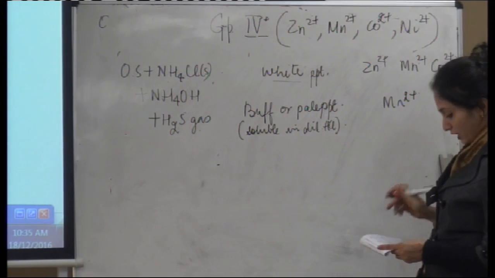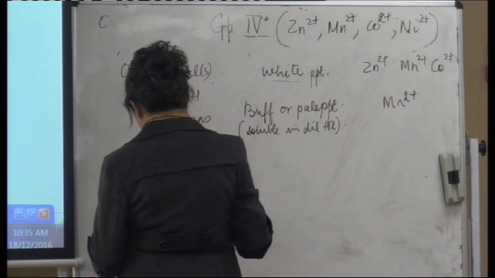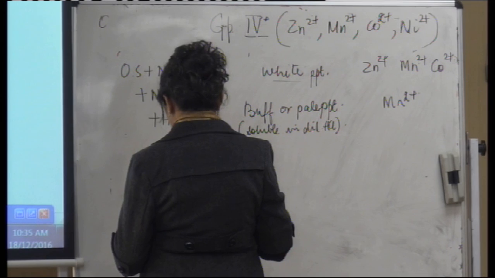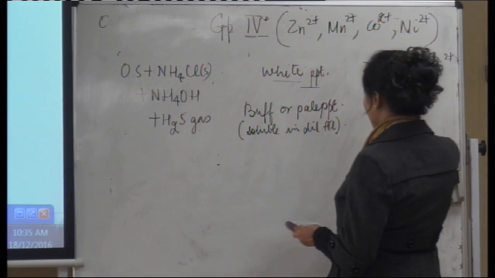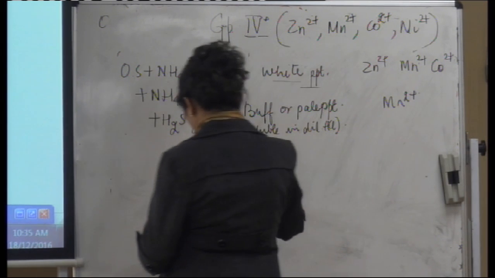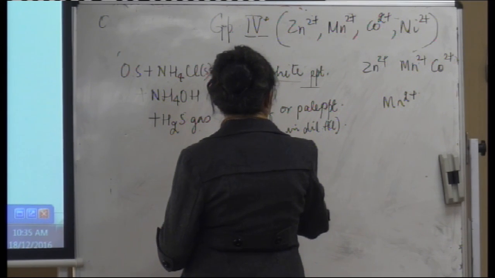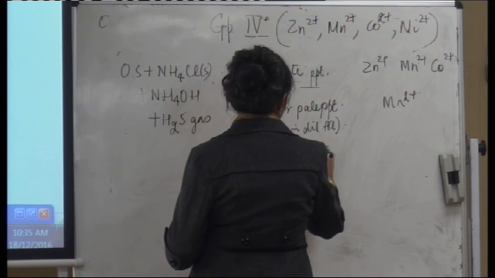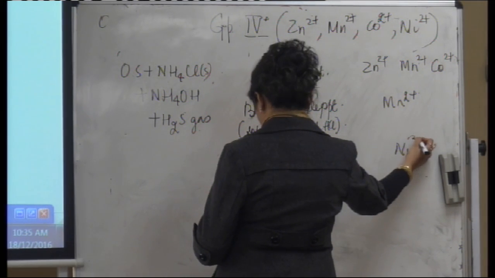What are we left with? Nickel. Nickel can also form a part of this, but the nickel precipitate would be a little green. I haven't noted it down for nickel, so it will be some kind of greenish white precipitate. That will be your Ni2+.